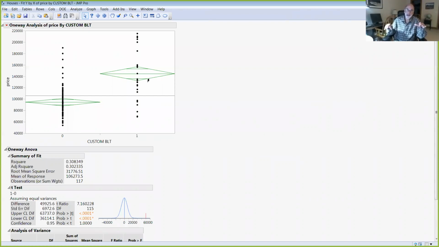It doesn't mean that there is no difference. It's an absence of evidence, not beyond a reasonable doubt. We're not able to say there's a significant difference in means.